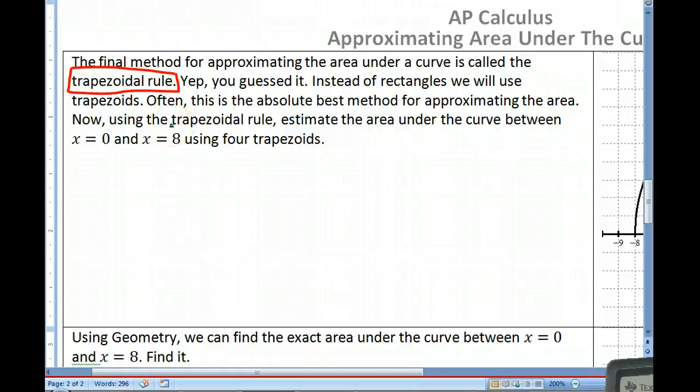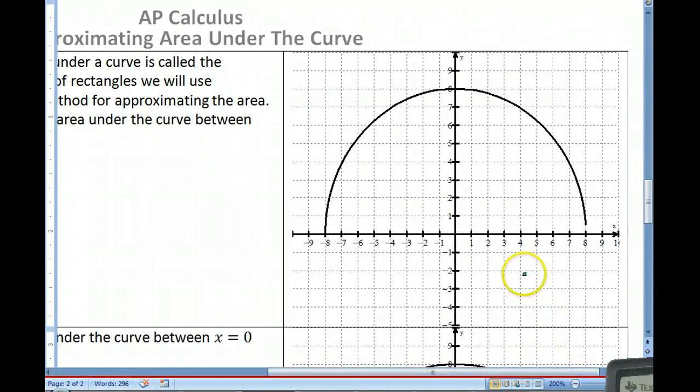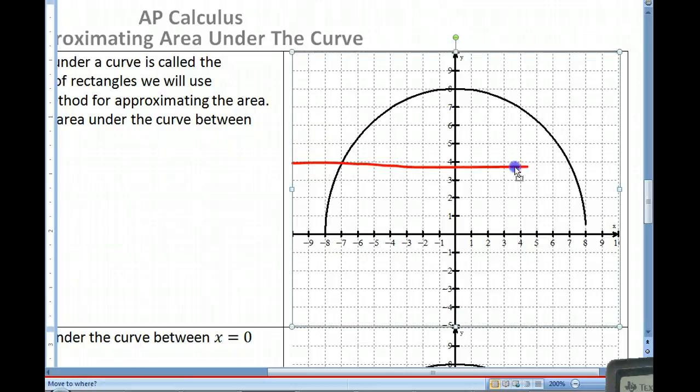Is this only for curves? It's for anything. It could be straight lines. It'll work for any function, even an ellipse. Because if you had a rectangle, let's just say a constant function, the area under that would be super easy. You wouldn't have to approximate it. You could find the exact area.